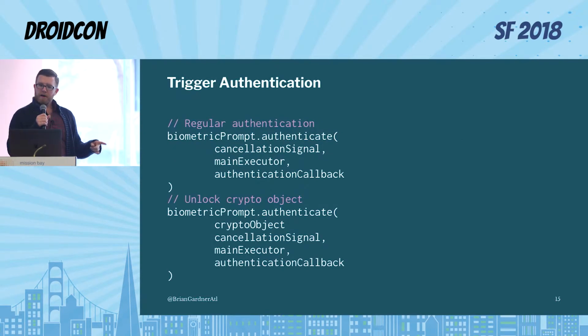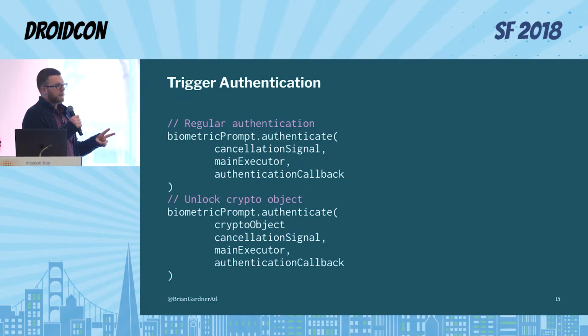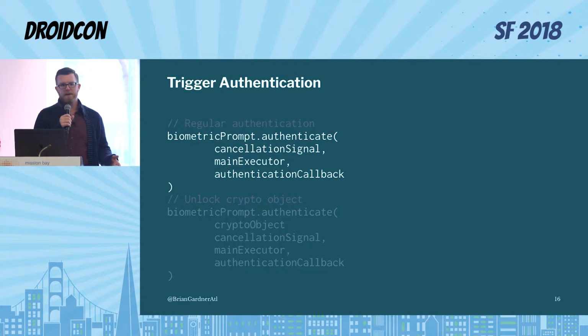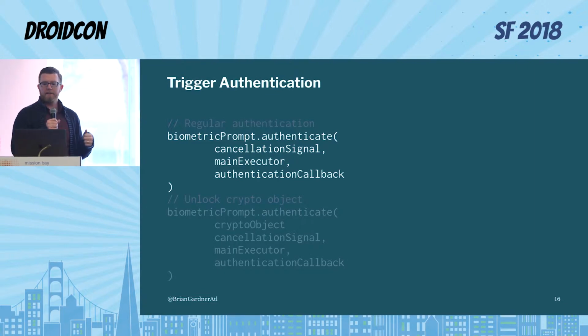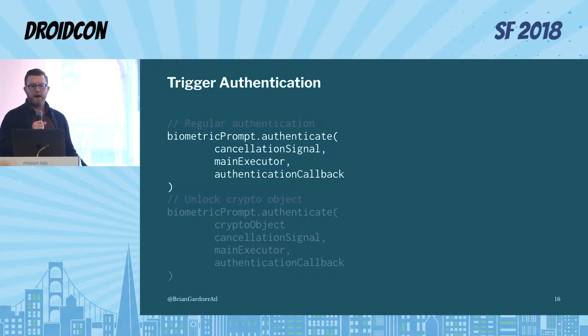Now, when you want to trigger authentication, there's actually two different ways of doing it, depending on what sort of authentication you want. The first one is the one you'll probably use most of the time in your applications. So you call authenticate. You give it a cancellation signal object, which just allows you to cancel the prompt if you would like, an executor, and then another callback.